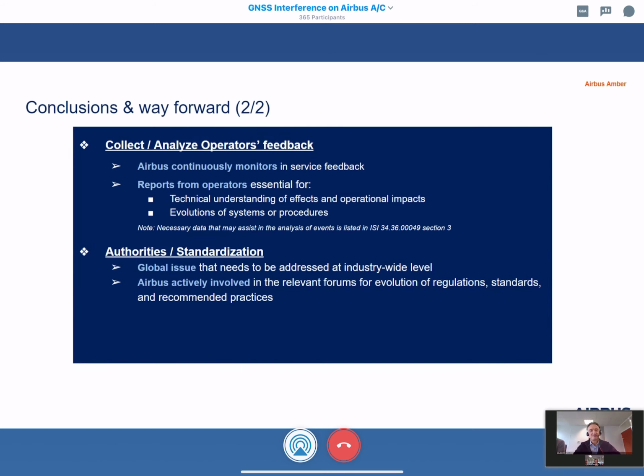Laurent perhaps will explain, but we have a lot of work in progress with authorities, as this issue, of course, is a global issue and needs to be addressed at industry-wide level. So we are actively involved in the relevant forums for evolution of regulation, the standards, and also the recommended practices.